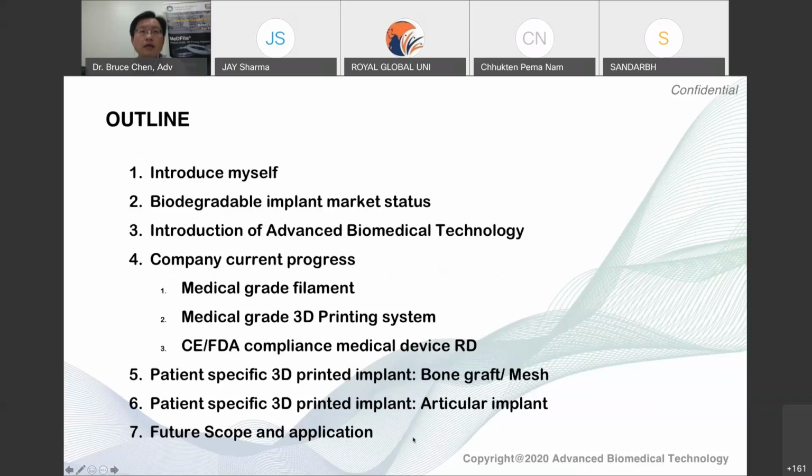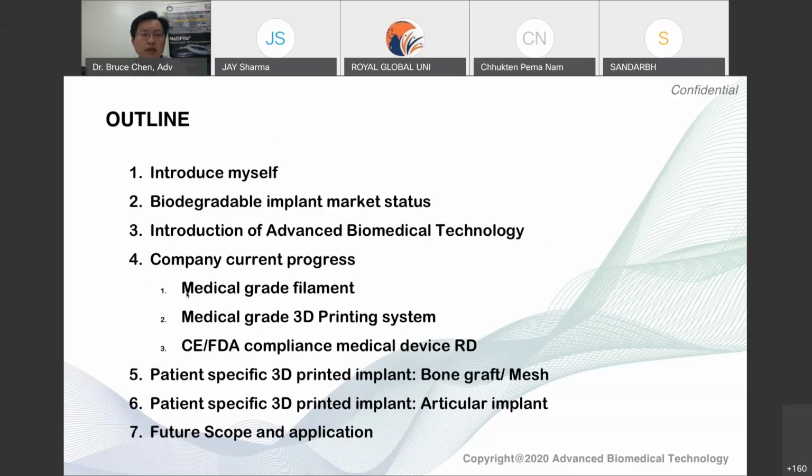Today, I have some outline. First of all, I will introduce a little bit about myself, why I want to do this. Another one, I will share some biodegradable implant market, and we will show some of our product and our technical work right now. And we will discuss our so-called medical grade filament.